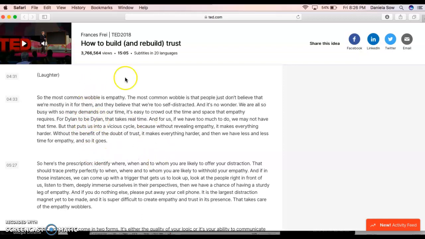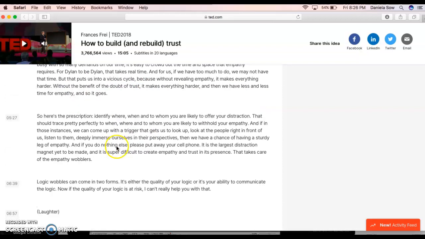So here is where she gives a lot of explanation and she talks about the common wobble is empathy. And then she gives the prescription, and this is where she actually gives a command. You get to use this in your process analysis. These are amazing strategies you should think about adapting. Identify where, when, and to whom you are likely to offer your transaction.